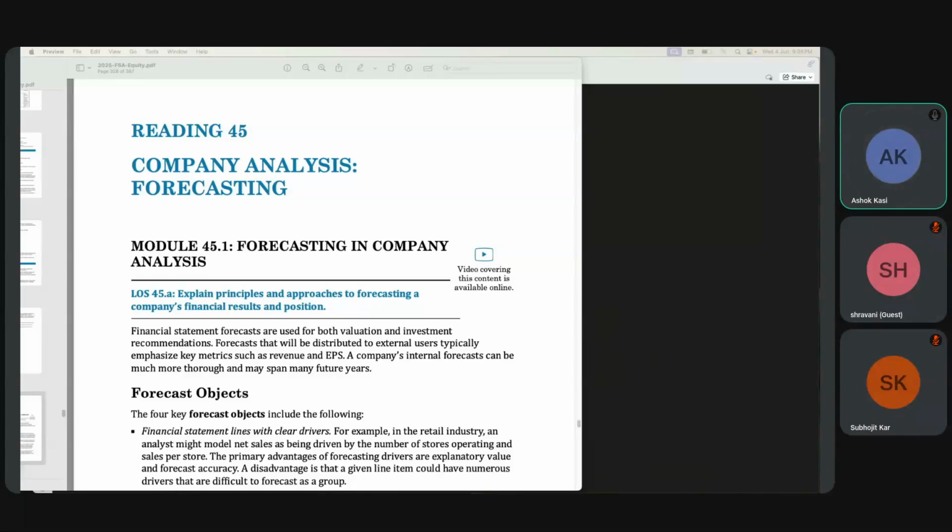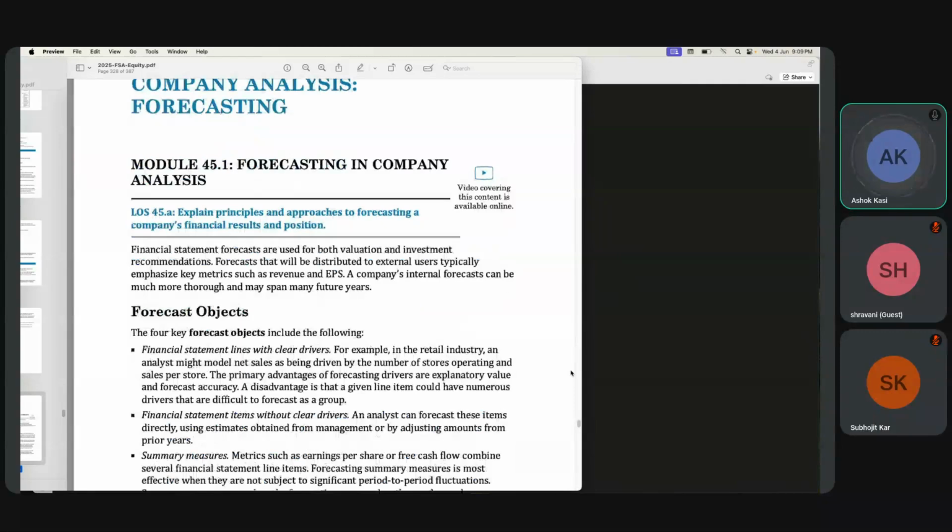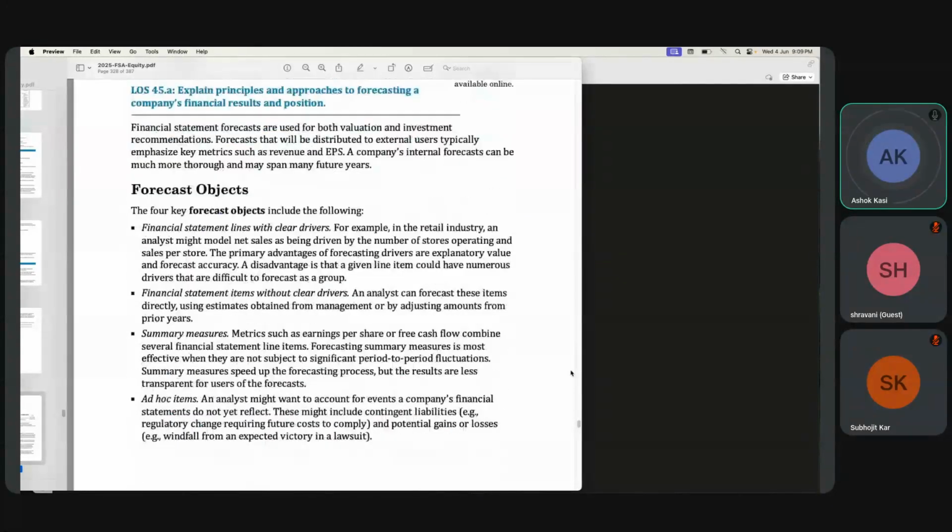Okay, so the next reading is reading 45, company analysis forecasting. This is a simple reading only, but a good reading. Company analysis. So how do you forecast basically?